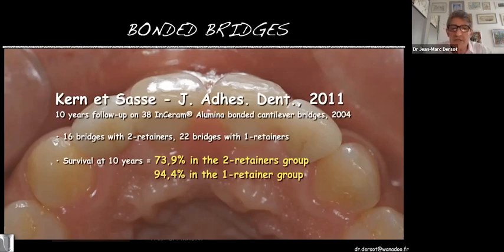What is very important is this study coming from Germany. Dr. Kern is a professor in a German university. And in this paper, he observed the long-term survival at 10 years concerning bridges with two retainers and bridges with one retainer. And when I read this paper, and this paper is recent, I was very disappointed because I learned, when I was at the beginning of my practice, how to do bonded bridges with two retainers. I have been practicing for 40 years, but for 10 years I was a GP before stopping dentistry and doing only perio and implant surgery. So I was very disappointed when I saw this result.